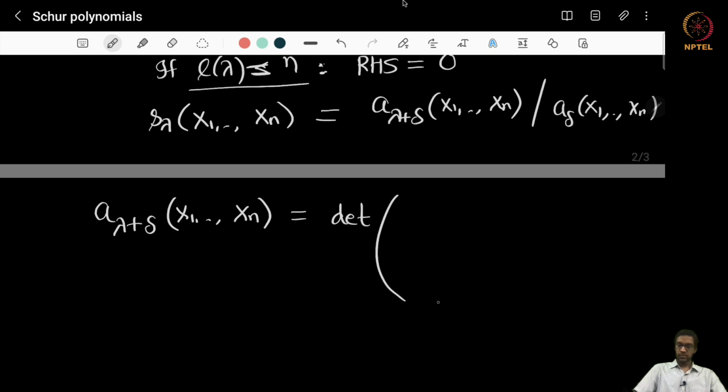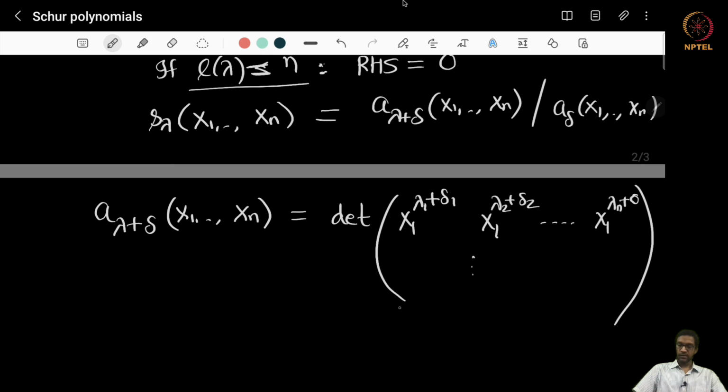And what do the terms look like in this matrix? It's x1 to the lambda 1 plus delta 1, where delta 1 is n minus 1. Then x1 to the lambda 2 plus delta 2 and so on. Now the last term is important. It's lambda n plus delta n, and delta n is 0. Now you keep doing this to all the terms. Importantly, look at what happens to the very last row: lambda 1 plus delta 1, and so on, in xn.